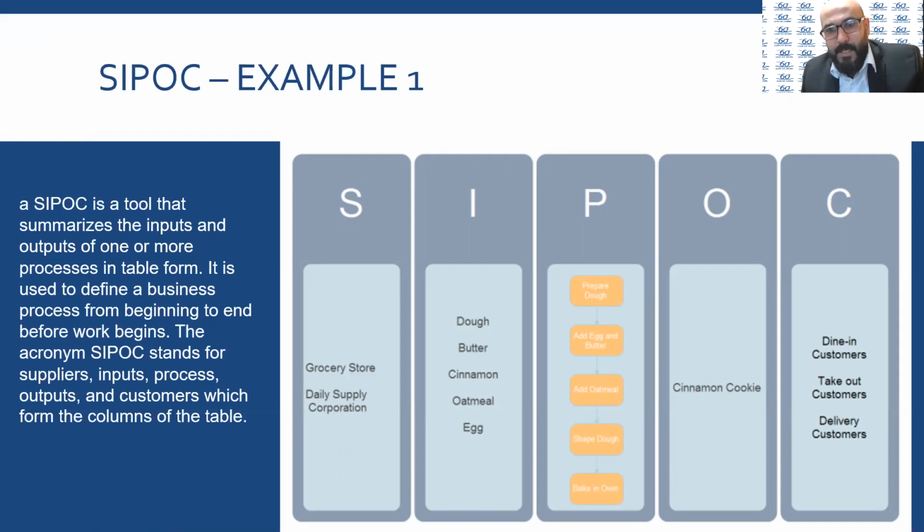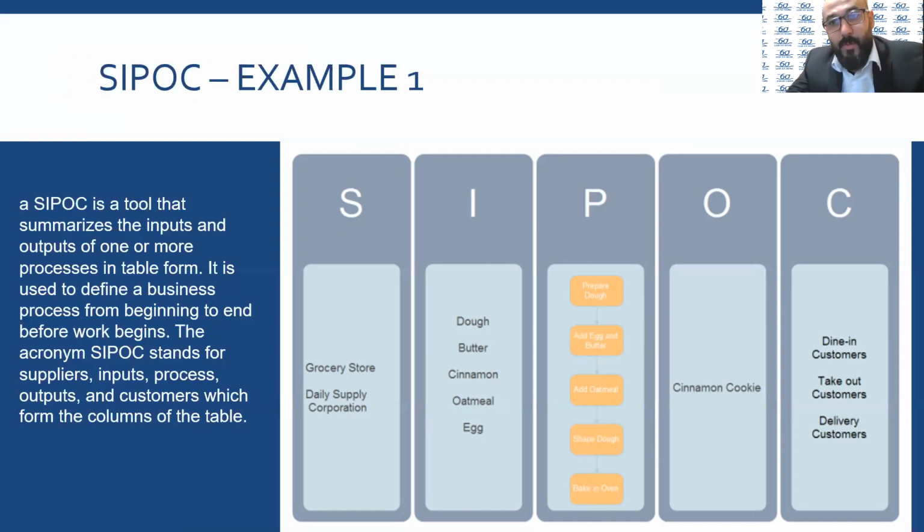And in the process, you will see a flowchart diagram. A flowchart diagram is really important in any process to understand it. So in the P phase, we create a simple, quick flowchart diagram to be able to understand the process itself. Prepare the dough, add egg and butter, add oatmeal, shape dough, bake in the oven. This is just a simple flow diagram that will help you.